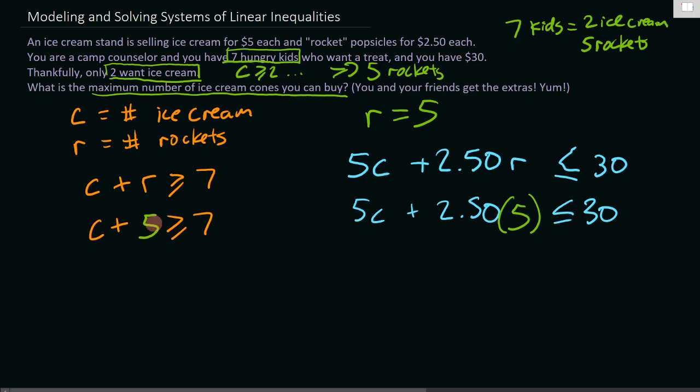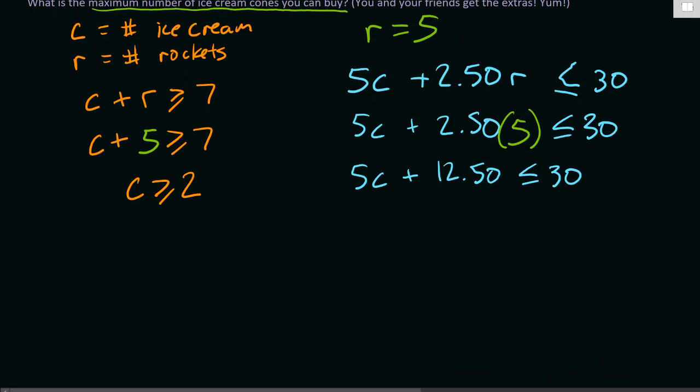So on this equation here, we're going to subtract 5. So we're going to get that C is greater than or equal to 2. Okay, that's good. We can get at least the 2 ice cream we need for the kids. And on this side, we're going to get 5C plus 2.50 times 5 is 12.50. And if you take 12.50 away from 30, we're subtracting here, minus 12.50, minus 12.50. We have $5 times our number of cones has to be less than or equal to $17.50.